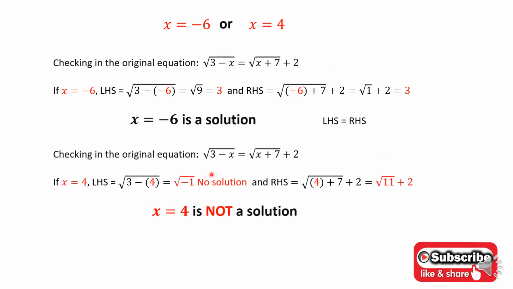But when I put x equals 4, using the same reasoning, I get on the left side the square root of negative 1, which does not exist in the set of real numbers. So I don't even need to go further with my check, because this does not solve. But interestingly, if I was to do it on the right, I get square root of 11 plus 2, which is a totally different value, an irrational number. So x equals 4 is not a solution, because the moment you put x equals 4 under the root sign, you get a negative answer, and the square root of negative 1 does not exist in the set of real numbers.